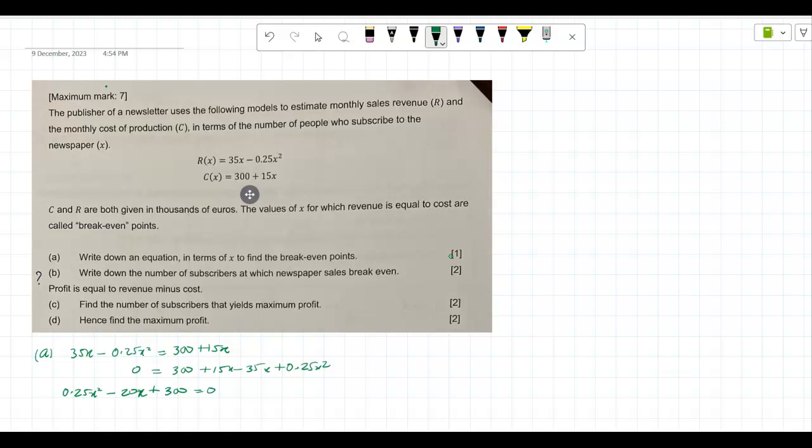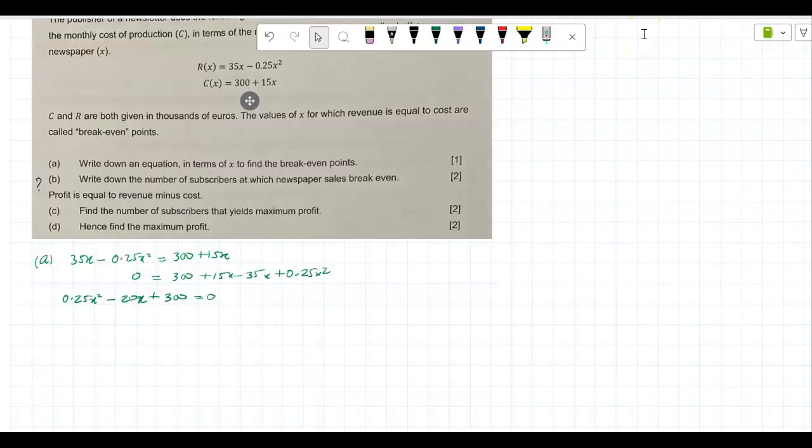Find the number of subscribers at a break-even point. So you just put in your calculator and get the answer for this. Put in solve and get the answers. What's the answer you got? No, your quadratic answer, what are you getting? You got x is equal to 20 or x is equal to 60. So at these two points, write down the number of subscribers at the break-even points. So either 20 or 60. The break-even points, you write both.